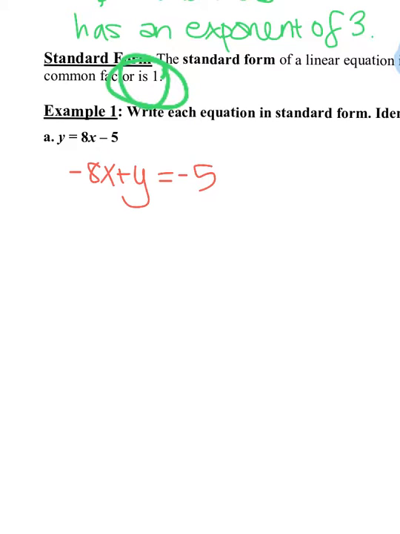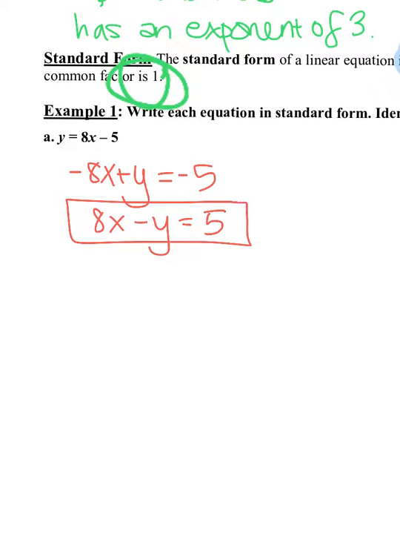And a has to be positive, so I'm going to go ahead and multiply everything by -1. And that's it for standard form. All right, and then I just identify that a is 8, b is -1, and c is 5. And you notice that their greatest common factor is 1, so that is my final answer.